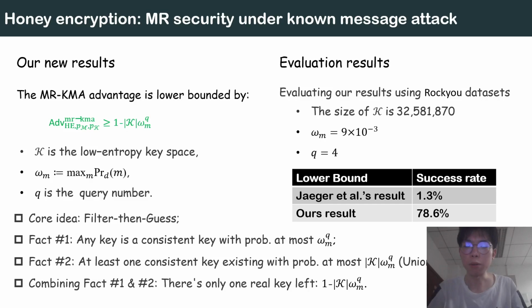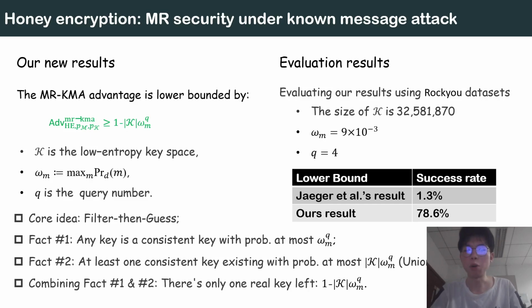Using the random oracle assumption in the MRKMA game, we derive factor 1 and factor 2. Factor 1 describes the upper bound on the probability that a key is a consistent key, and factor 2 describes the upper bound on the probability that at most one key is a consistent key. Combining factor 1 and 2, we obtain the lower bound on the probability that only the user's real key exists, which is our result. We verified this with a real password dataset, RockYou, showing the advantage of our results.